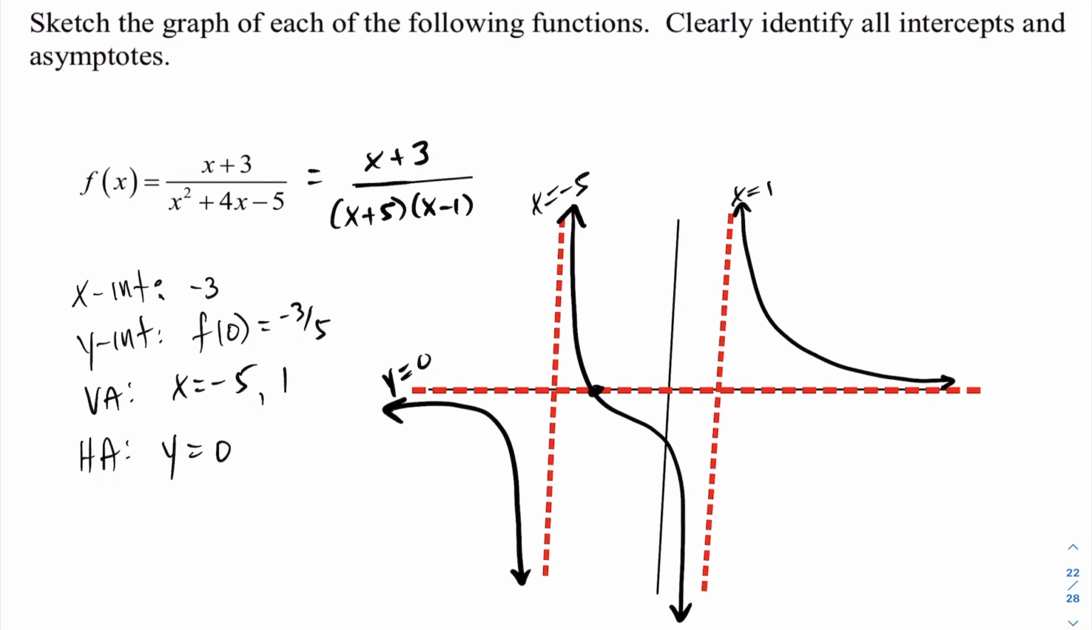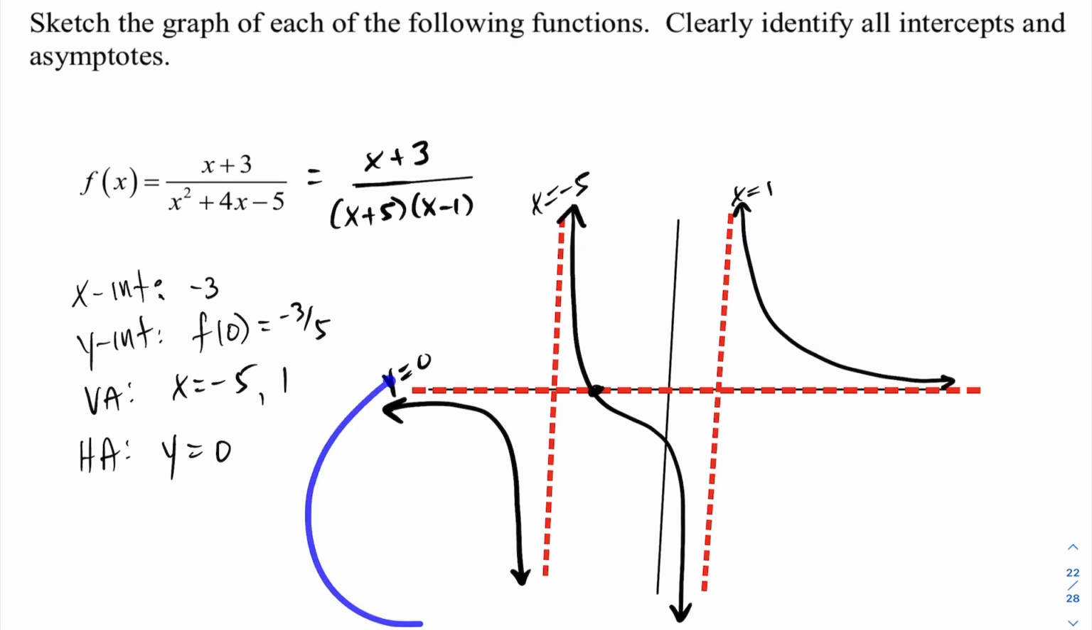You'll notice here, as I approach 1 from the right-hand side, picking numbers slightly larger than 1, like 1.01, we're going to end up getting positive, positive, positive. That means that as I approach 1 from the right-hand side and I approach my vertical asymptote, this ends up going to positive infinity. Then it will tend towards my horizontal asymptote at 0.